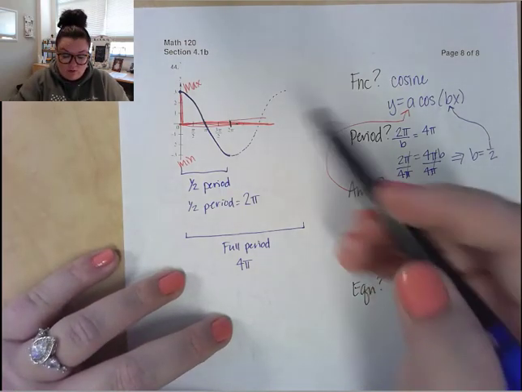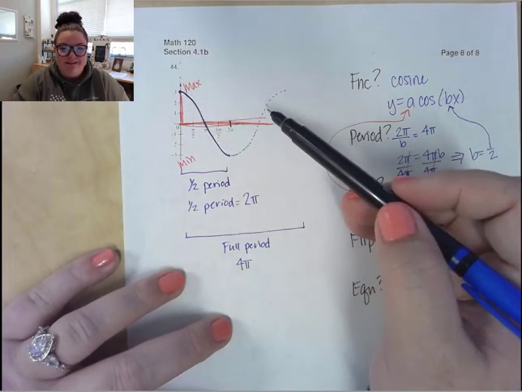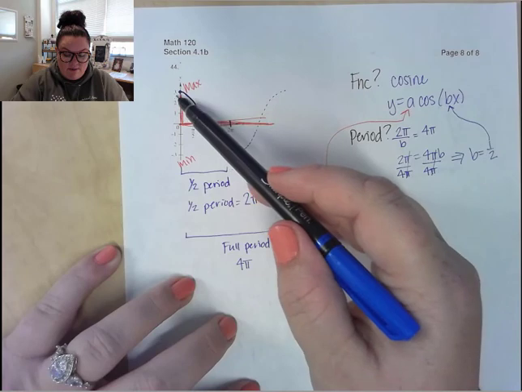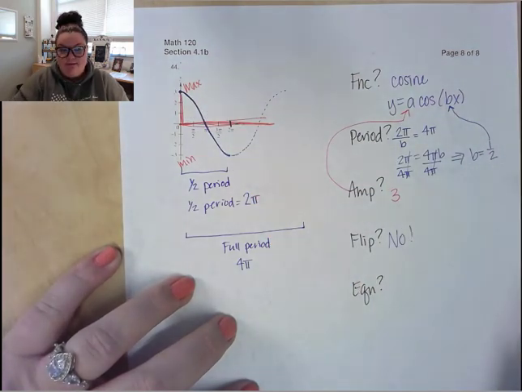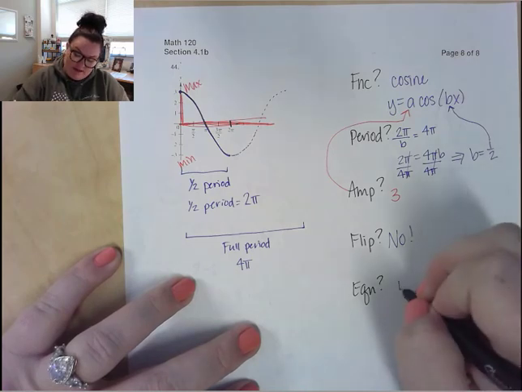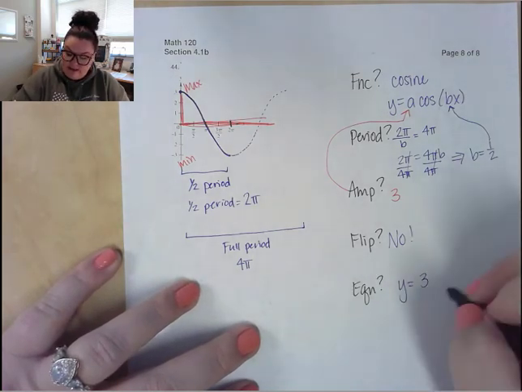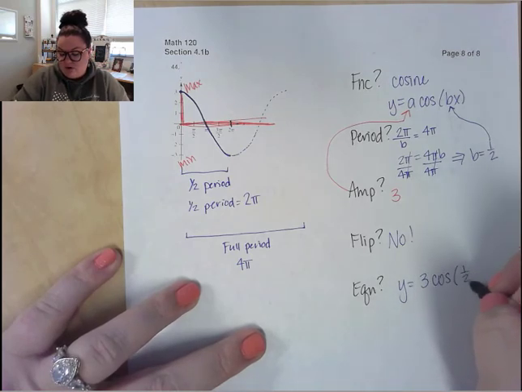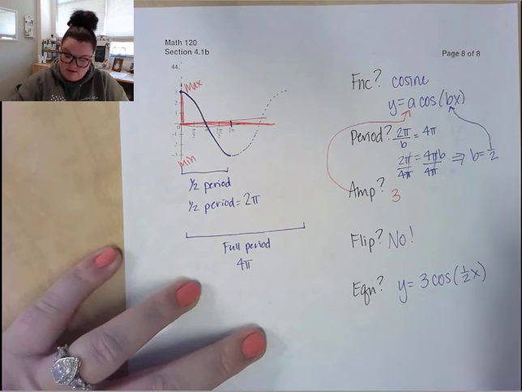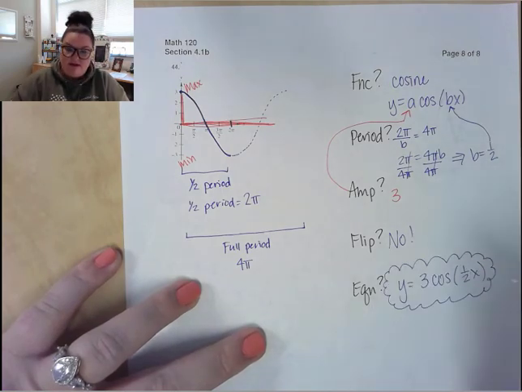Well, cosine normally starts up high and then comes down, right? So because it's starting up high and then going down low, it has not been flipped, okay? So that means my equation ends up being my amplitude, which is 3 times cosine of my b, which is 1/2 x. Okay, and we should just leave it like that.